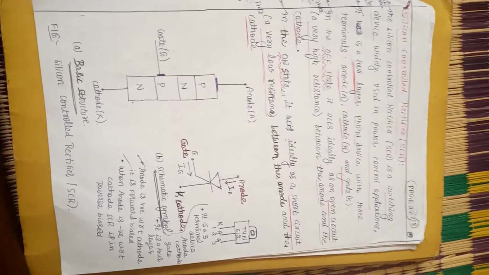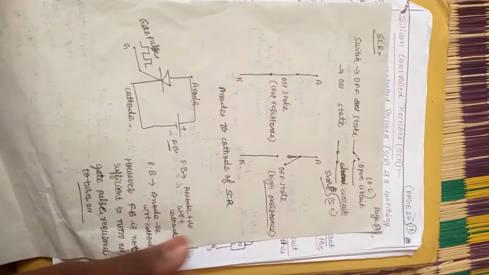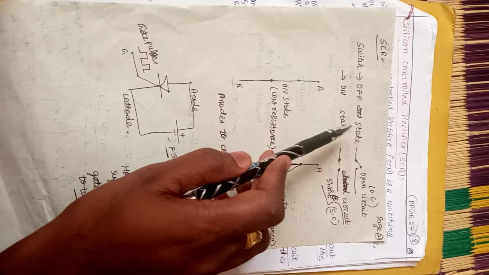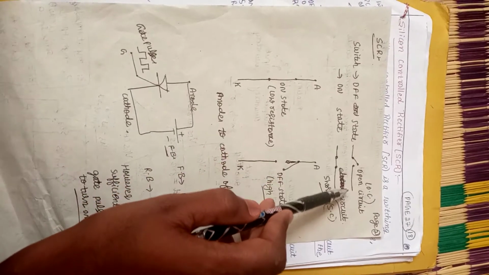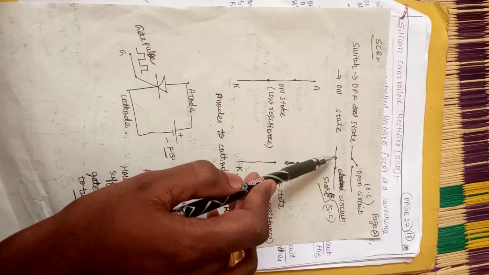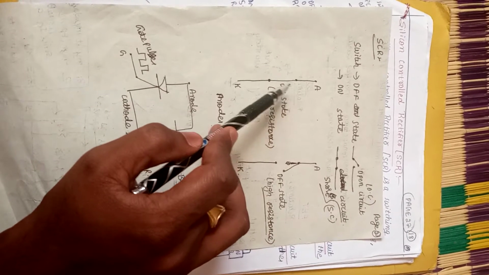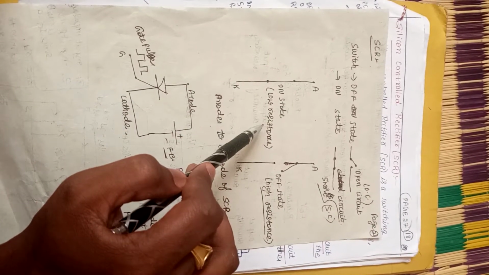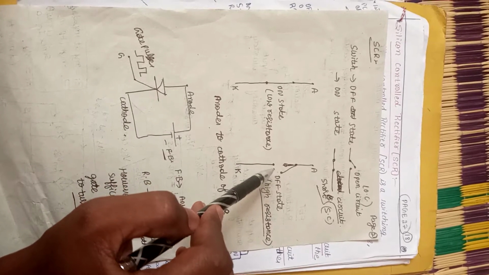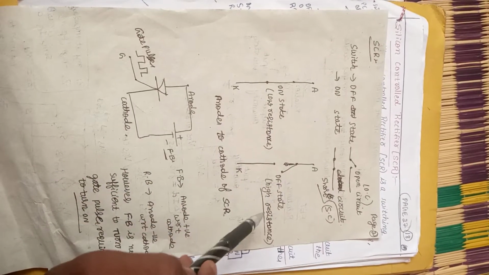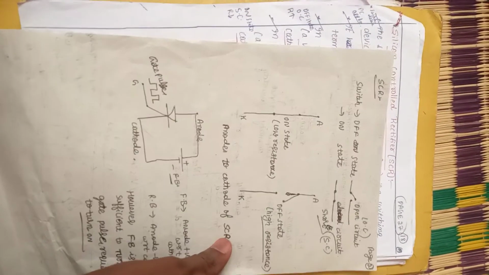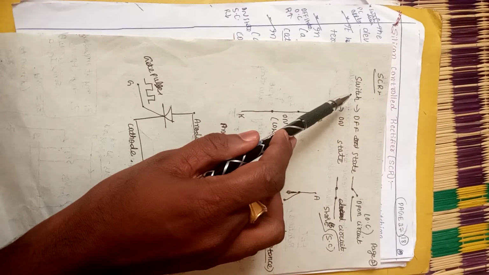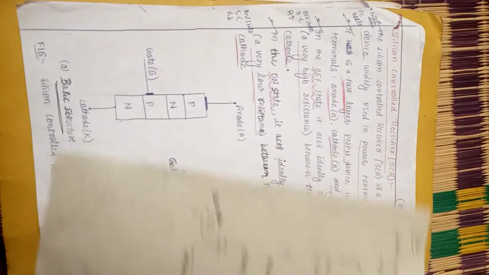Switching device, in the sense, as you all know, consists of two states. One is the off state, the other one is the on state. Off state means it is an open circuit. On state means short circuit. If you have a short circuit, then you have low resistance. If you have an open circuit, obviously there will be a high resistance across this terminal, right? So SCR can be used as a switch in power control applications.